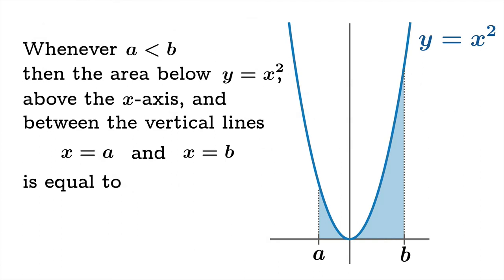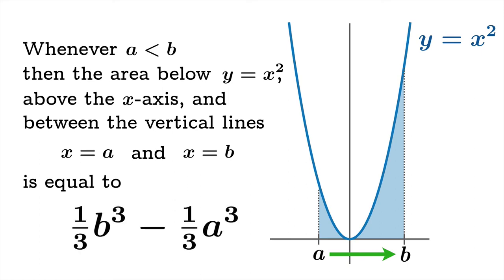So there it is. There's our formula. Whenever a is less than b, then the area below y equals x squared, above the x-axis, and between the vertical lines x equals a and x equals b is equal to 1/3 b cubed minus 1/3 a cubed.